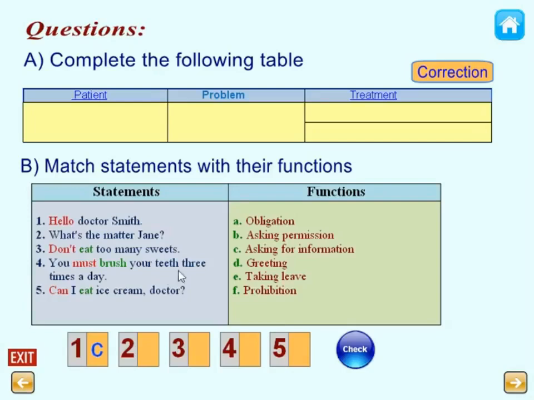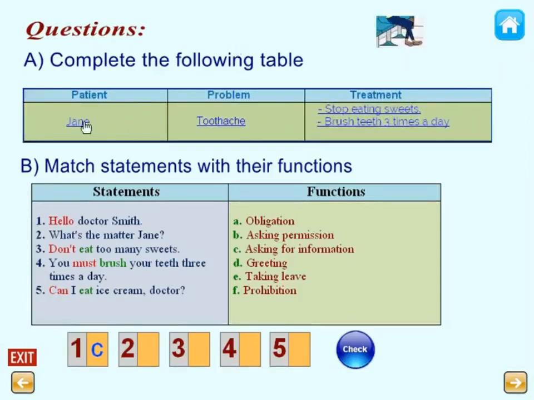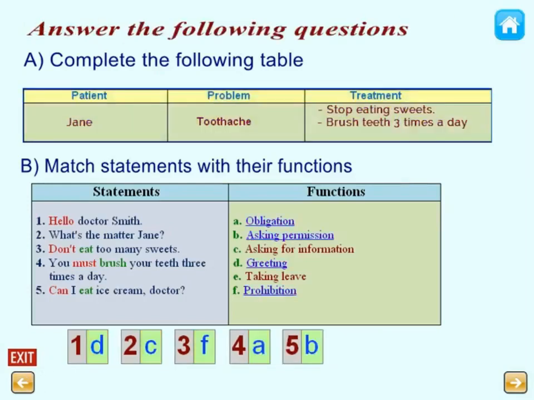Alright, let's correct together. Click on this correction button. As you see here, the patient is Jane. The problem is toothache, and the treatments are stop eating sweets and brush teeth 3 times a day. We move now to question 2. Let's see the correction together.